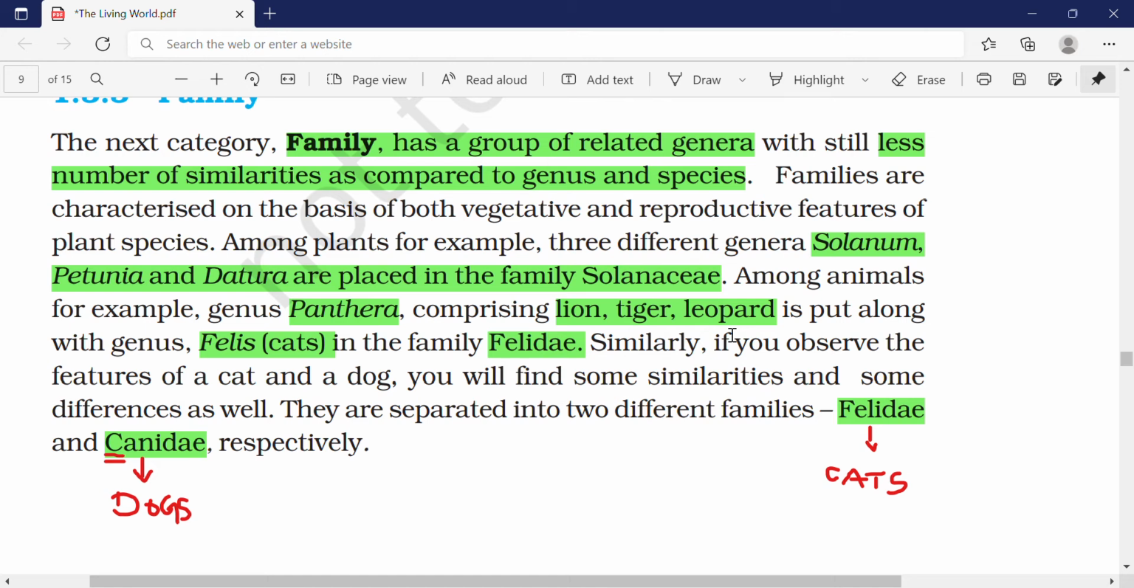So among plants, for example, Solanum, Petunia, Datura, all these are placed in the family Solanaceae. Solanum, Petunia and Datura are different genera, but all of them are placed in the family Solanaceae. In animals, Panthera comprises lion, tiger, leopard. You should be able to say Panthera leo, Panthera tigris, and Panthera pardus are put in Felis, that is the cats family, and the family is called Felidae.